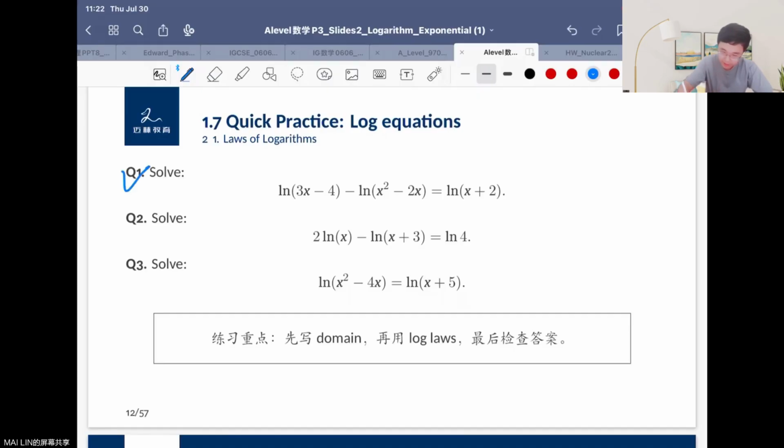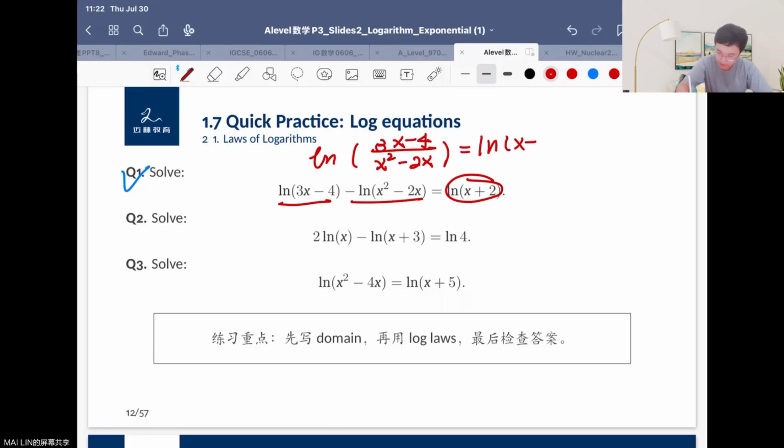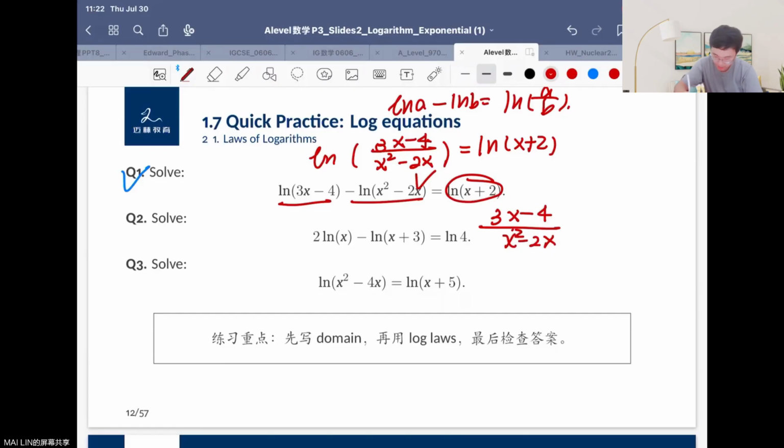In question one, you can find that a logarithm minus a logarithm equals a new logarithm. So we can use ln (3x minus 4) divided by (x squared minus 2x) equals ln (x plus 2). We are using ln a minus ln b equals ln (a over b) to calculate this problem. Then we can set the inside, 3x minus 4 over x squared minus 2x, equals x plus 2. That is it. Then we can try to expand it.